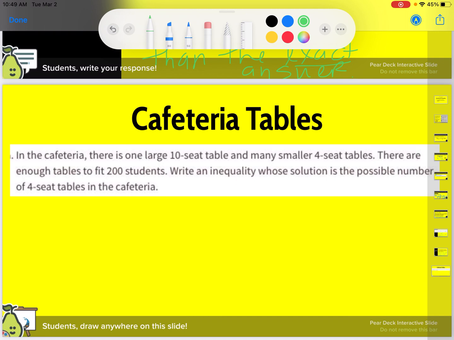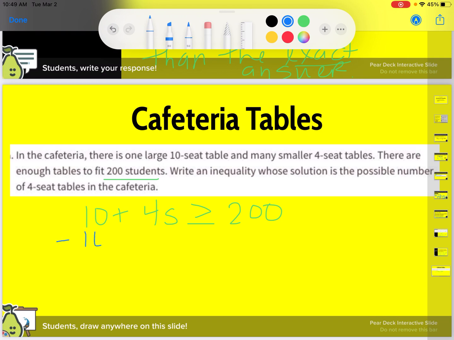Okay, so we have one 10-seat table plus 4s, 4-seat tables. And that has to be enough to fit 200 students. So it has to be more than or equal to 200 students, because if it's less than 200 students, then it's not going to fit them all.